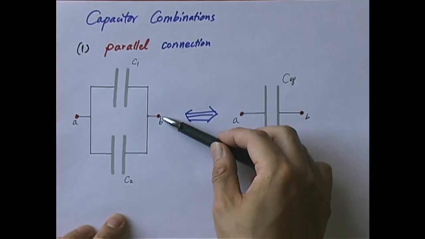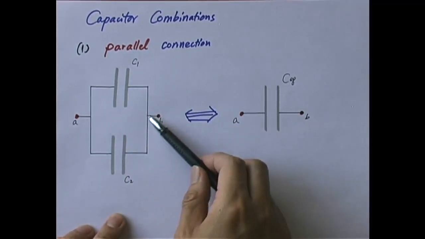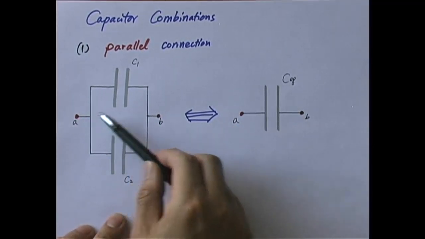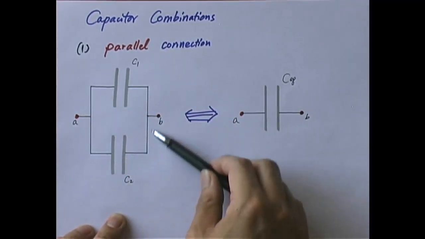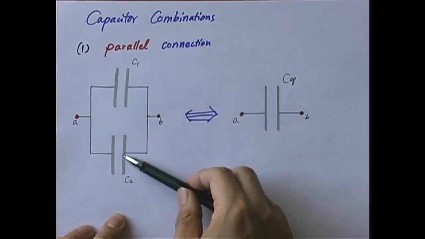If you look at this diagram here, you start from point A, right? And then before you reach point B, you must branch out. There's one branch here, there's another branch there. These two branches are parallel to each other, and therefore we call it a parallel connection.